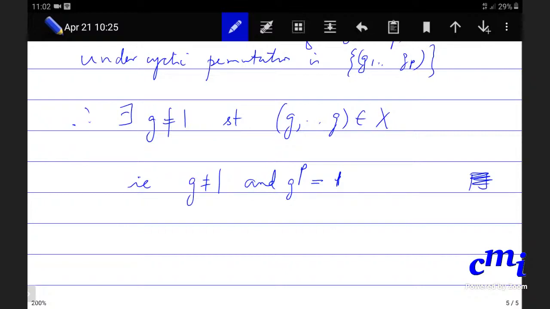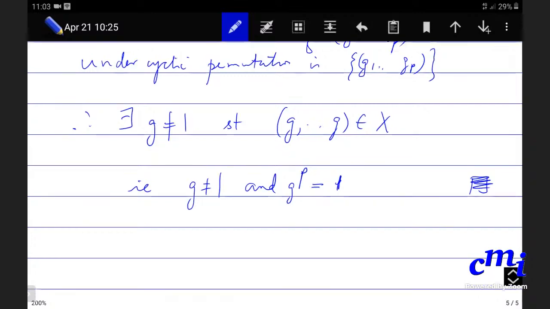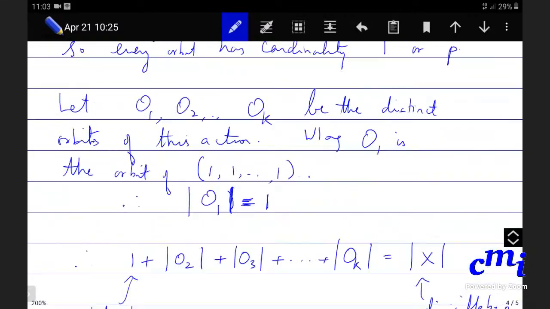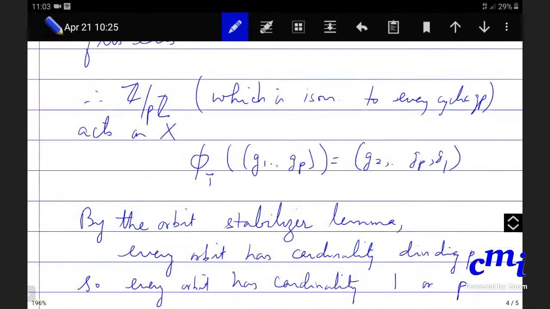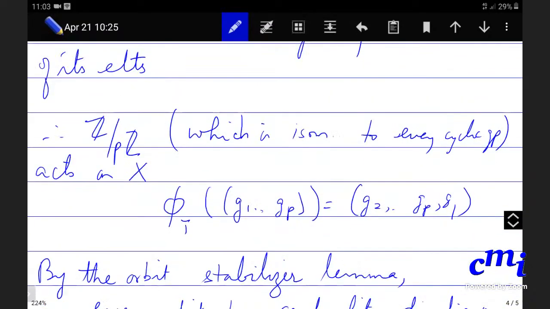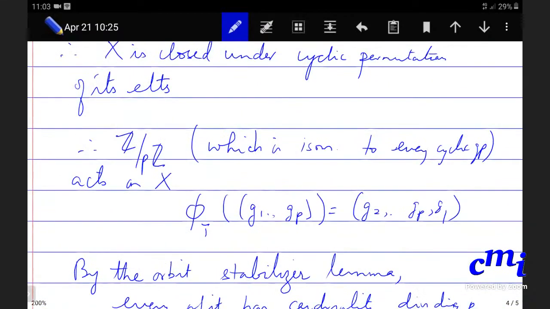Sir, we know from the orbit stabilizer lemma that the order of the orbit must divide the order of the group, right? Correct. But here we actually have that p is a prime number dividing the order of the group. No, that's what I said. It is not G acting on the set. It is Z mod p acting on a set. Z mod p acts on the set; G does not act.